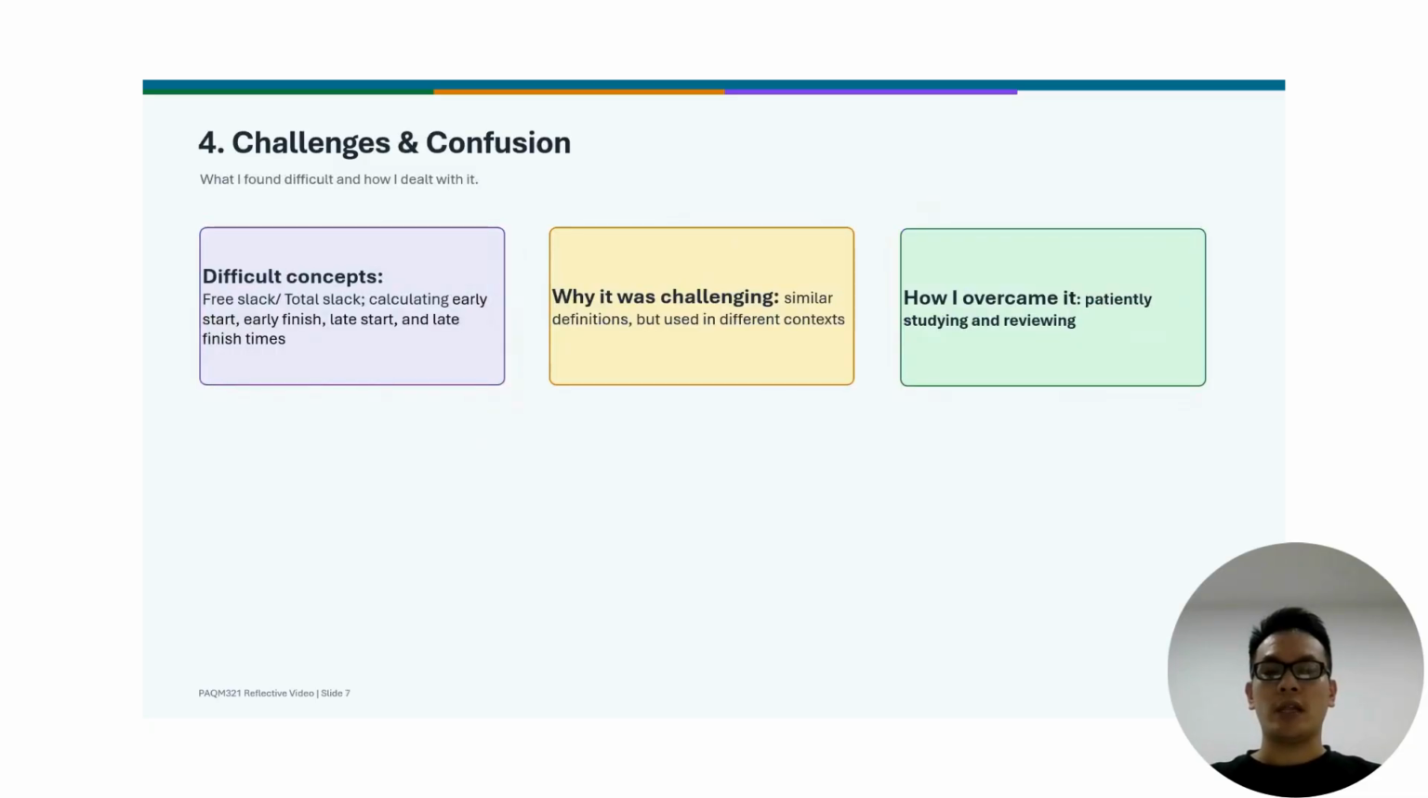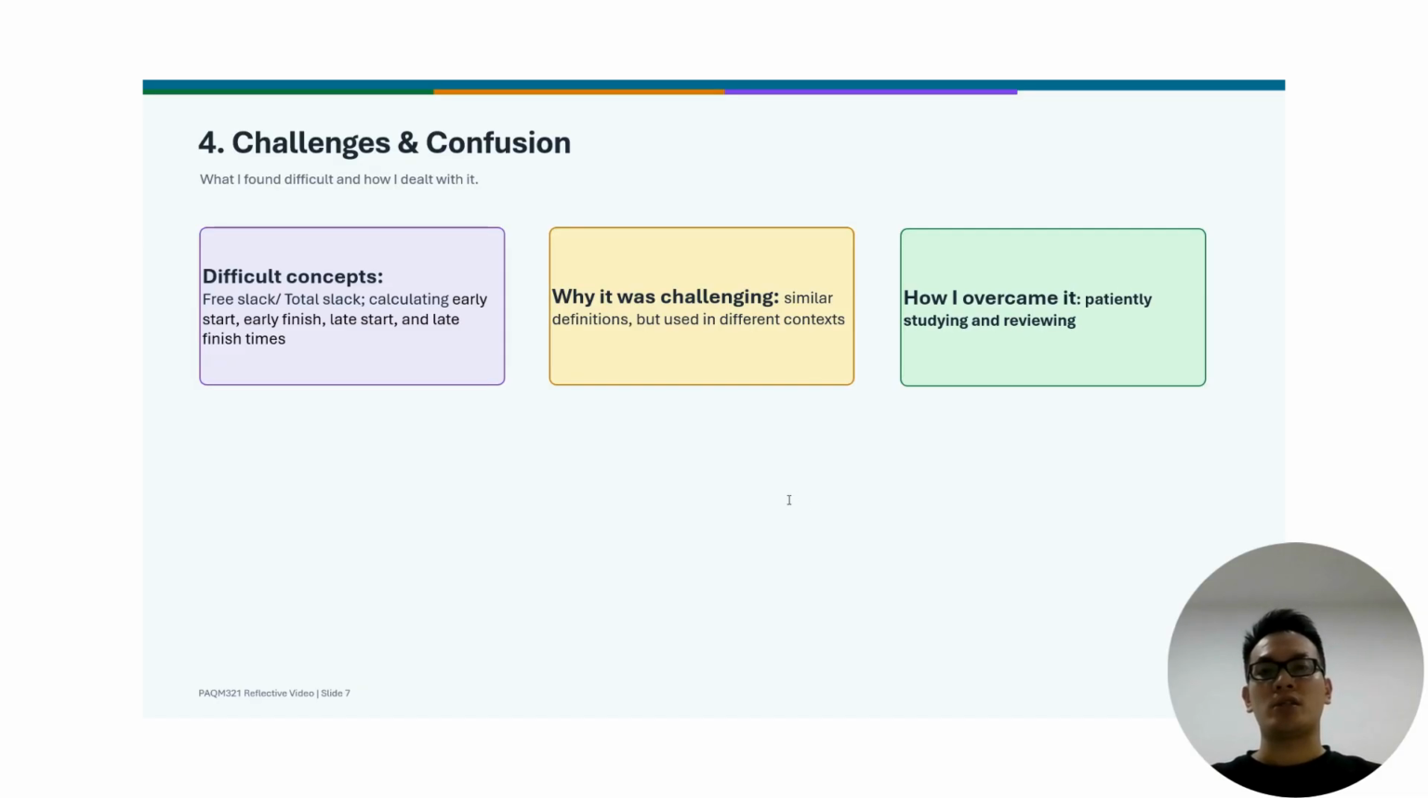Number fourth, challenges and confusion. One concept that I found difficult was the difference between free slack and total slack. I also found it challenging to calculate early start, early finish, late start, and late finish times. These concepts were confusing because their definitions are quite similar, but they have different meanings when analyzing a project schedule.